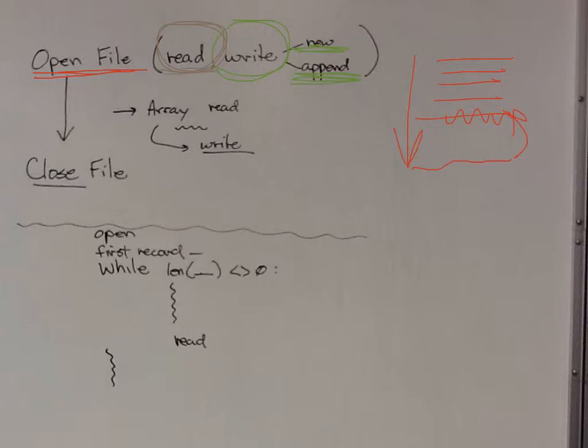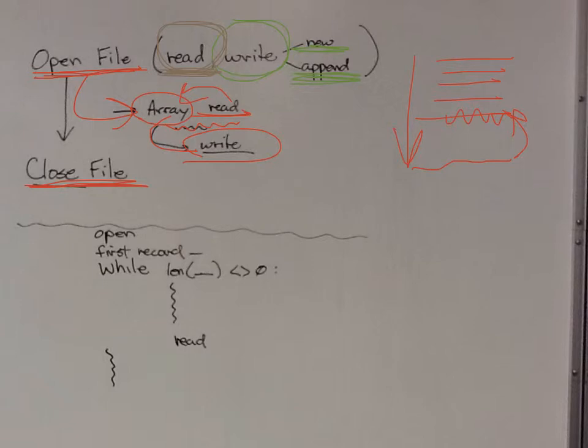In Python, read is the default. Okay? So, for example, you could open a file and build an array from it, reading all the information into an array, make whatever changes you want, and then take that array and write it back out. And then close the file and make it available for somebody else.